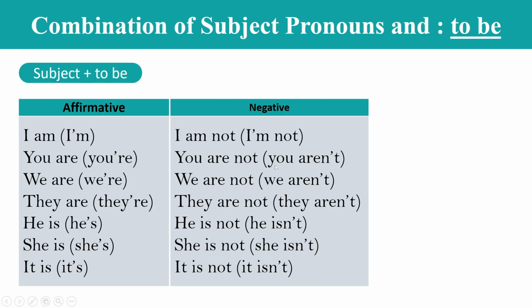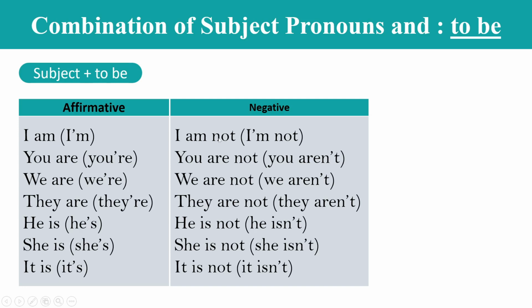The next example, we are not, we aren't, they are not, or they aren't, he is not, he isn't, she is not, she isn't, it is not, it isn't. As you can see, it's very simple to make a negative form of subject pronouns with to be verbs. Just use the adverb not after the to be verb.